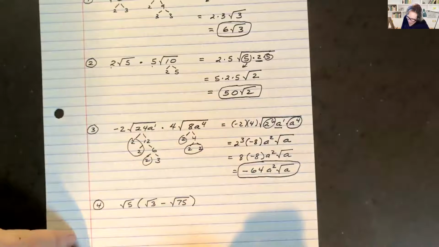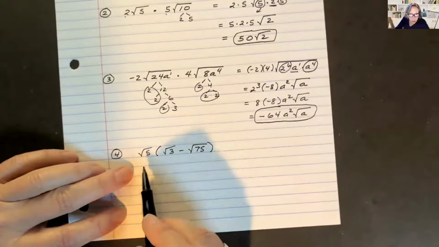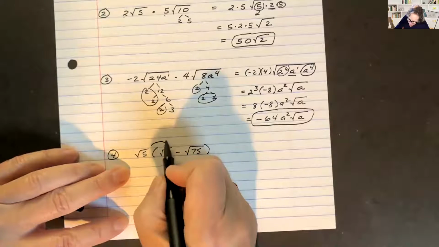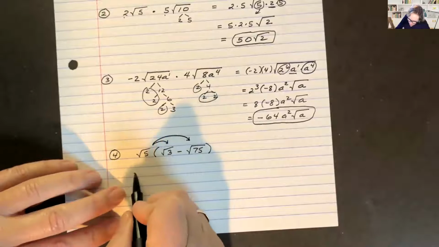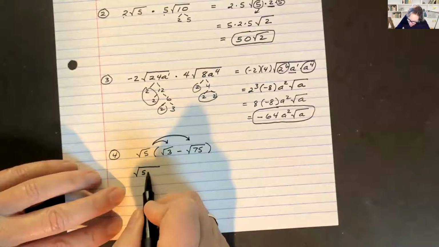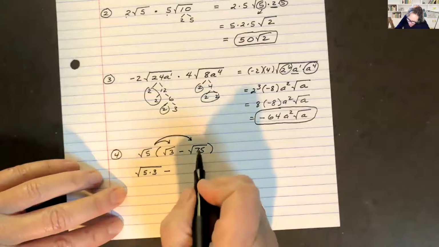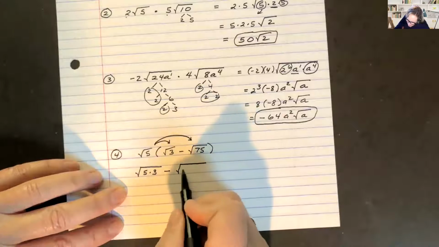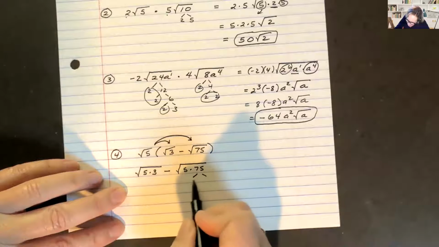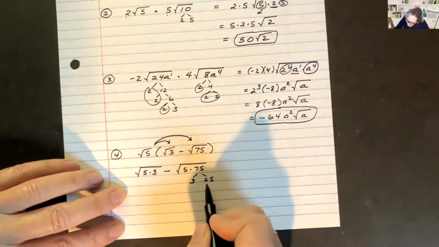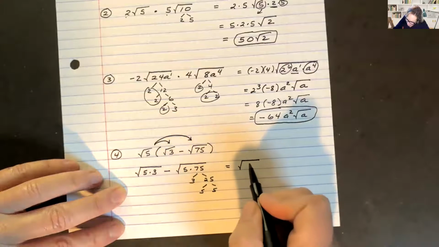Okay, so last one. We're going to multiply a monomial by a binomial just using our distributive property. That's one way to do it. So the square root of 5 times the square root of 3 is the square root of, under the radical, 5 times 3, because they're both prime numbers, minus the square root of 5 times the square root of 75, is the square root of 5 times 75. Now 75 is 3 times 25, which is 5 times 5. So I'm going to have the square root of this.